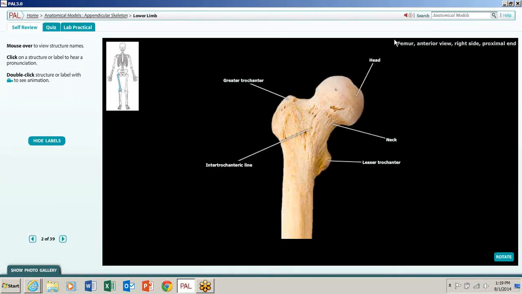So this again looks at the femur, and we're looking at an anterior view, and it's the right side, and we're looking at the proximal end, so this is a much higher magnification. So we can definitely see the head, the neck, the lesser trochanter, and this is the greater trochanter.